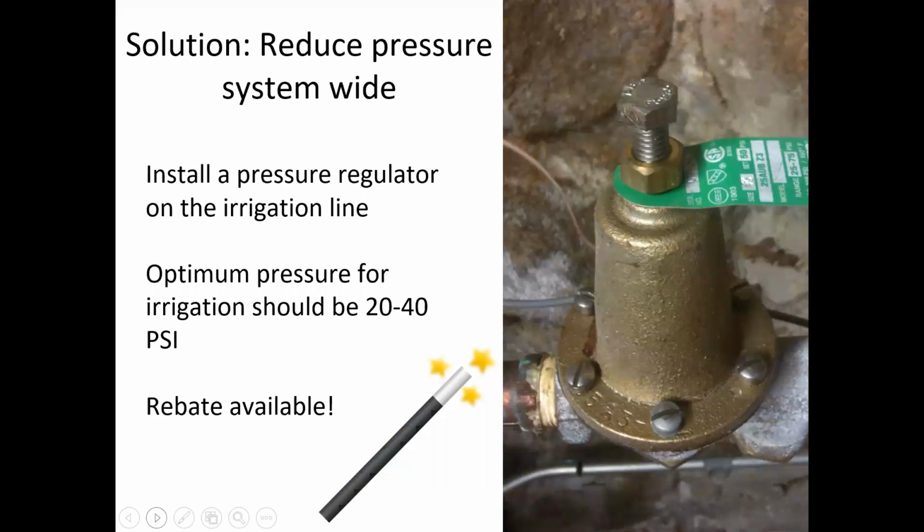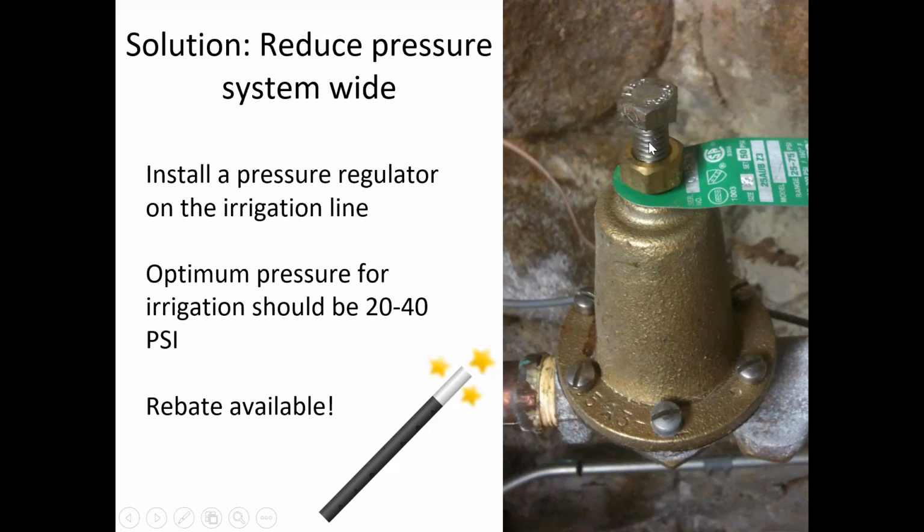But there's two different solutions depending on what the issue is. If the issue that you're experiencing is on all of your irrigation zones, like your sprinklers are misting, your emitters keep popping off of your drip lines, it's probably a good idea to install a pressure regulator on the entire irrigation line and adjust it between 20 to 40 psi.